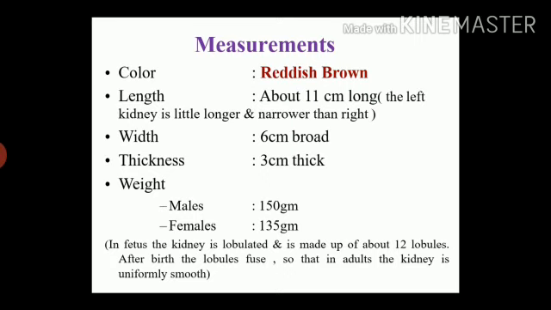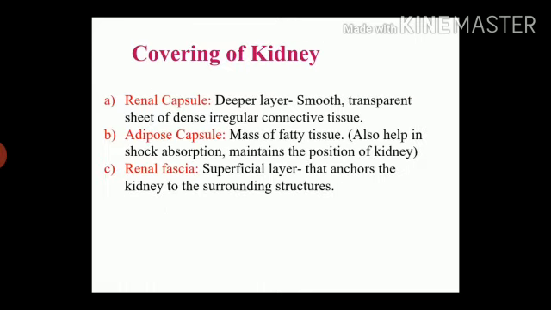There is a difference in the weights of male and female kidneys. The male kidney weighs around 150 grams while the female kidney weighs around 135 grams. What happens in the kidney of a fetus? Fetal kidneys have 12 lobules, which fuse before birth, so that in the adult the kidney is uniformly smooth.